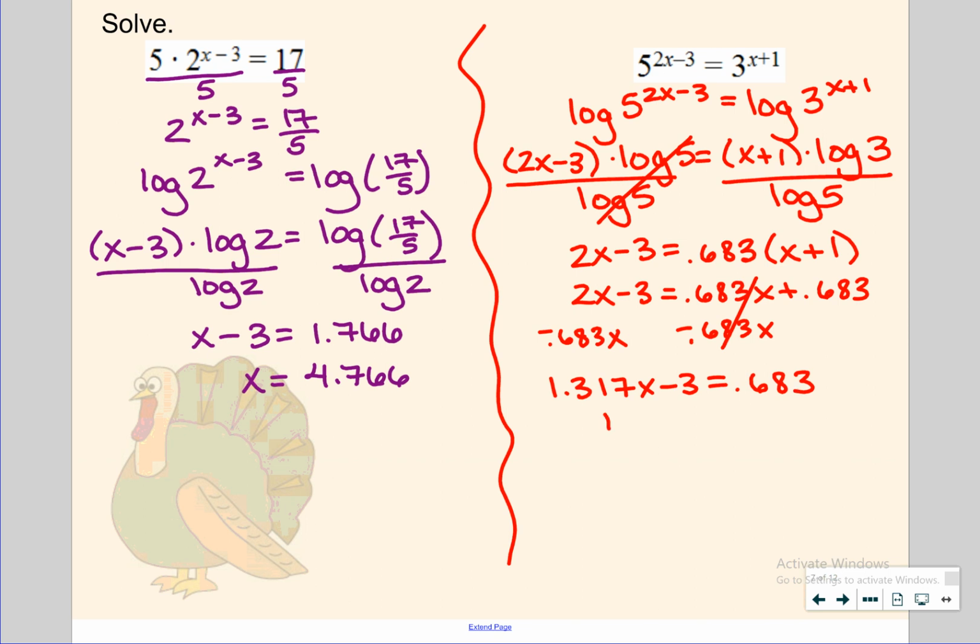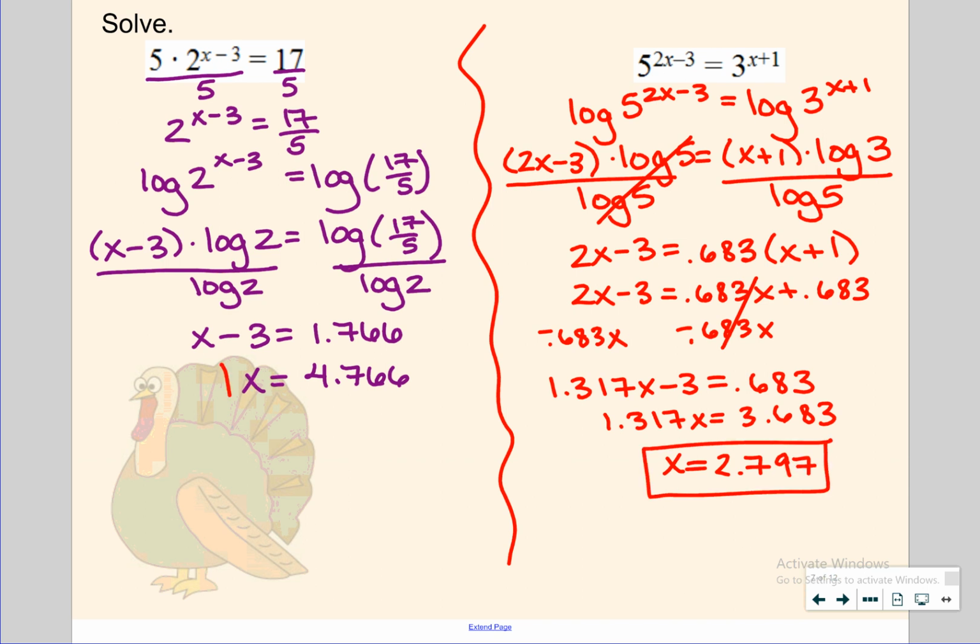Add 3 to the other side. We get 3.683, and then last step, divide. And I get 2.797 if I give it 3 decimal places. Okay, you can plug it back in, both sides of the equation. We'd have to plug it back in to make sure we get a true statement.